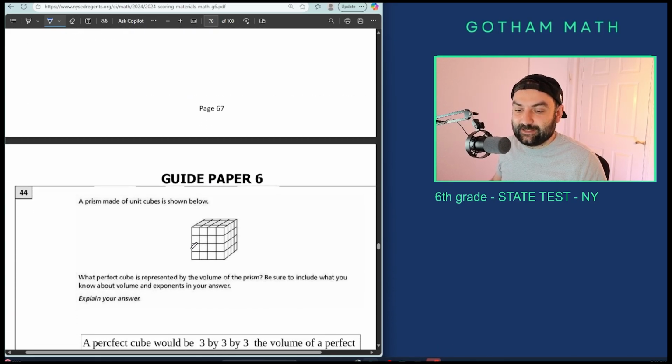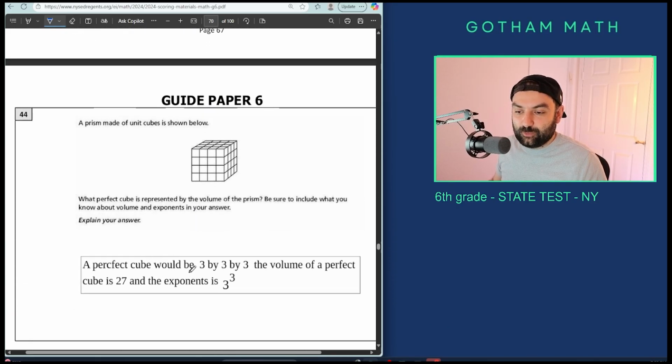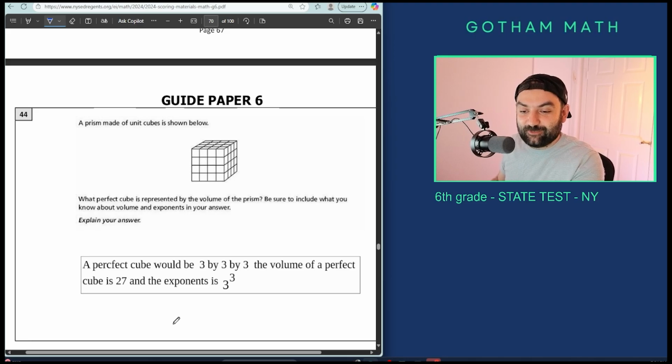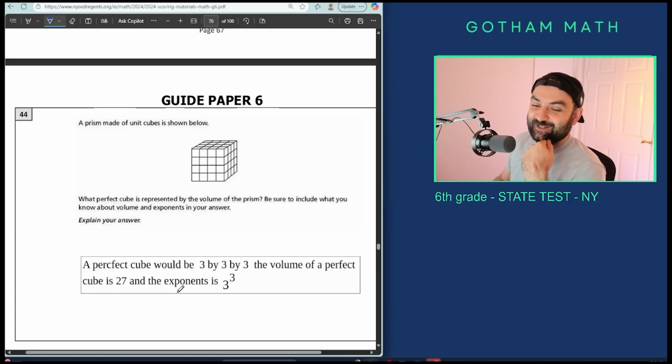All right. Next answer: a perfect cube would be 3 by 3 by 3. The volume of a perfect cube is 27, and the exponent is 3. I'm interested if they even gave him a 1. Probably not. What do you think? No, I don't think so. I think it's a 0.